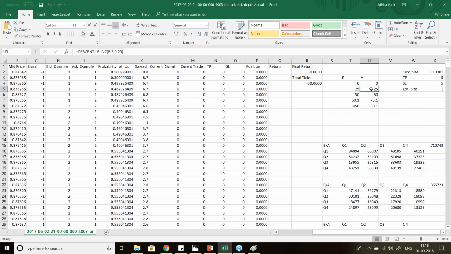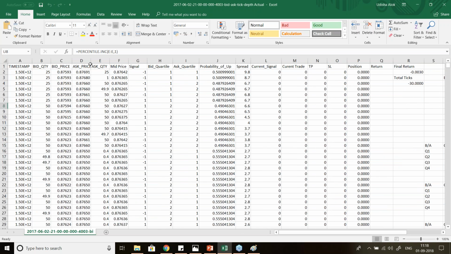Similarly, we perform the same analysis for ask. So ask has 0 to 25 in the first quartile, 25 to 50 in the second, 50 to 75 in the third, and 75 to 350 in the fourth. Same formula, but for ask values, column E. Okay, this is ask quantity.